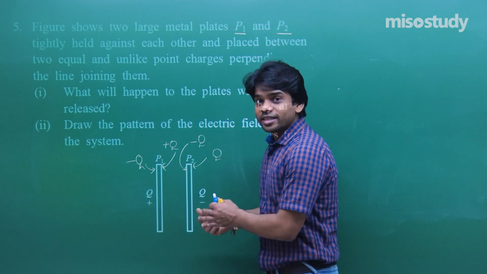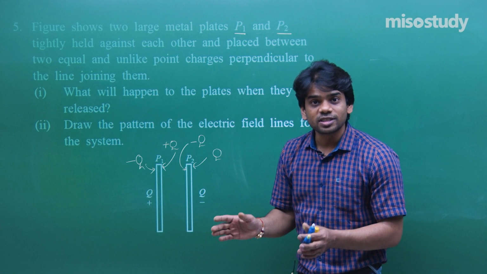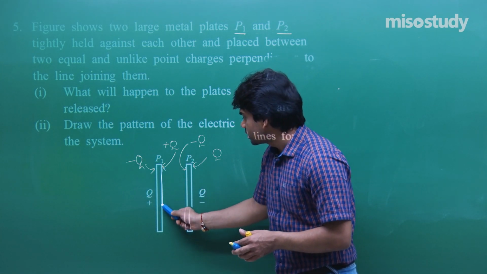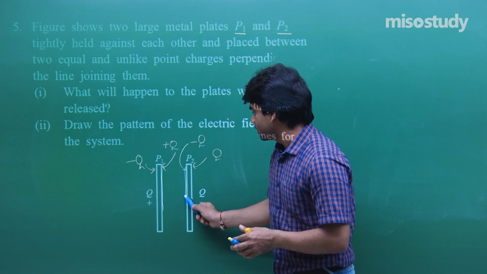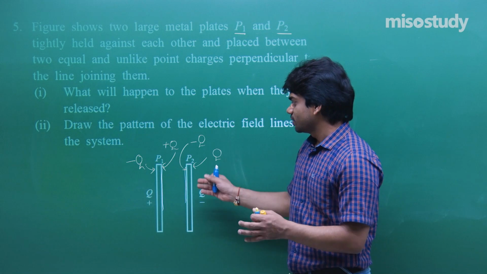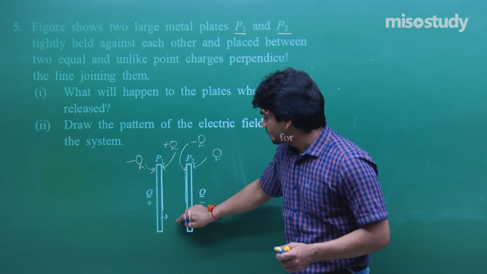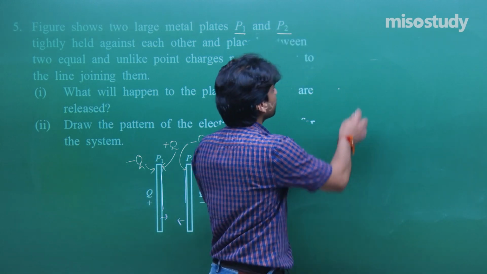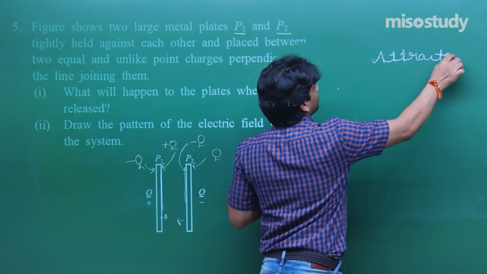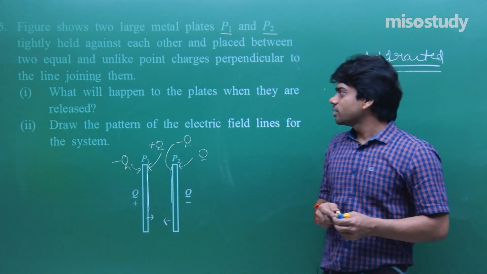Now try to understand the scenario, plus q minus q, equal and opposite charge. We are concerned with, since opposite nature charges are appearing on this part and on this part, these both are going to attract each other. So they are going to be attracted towards each other. First case we got, they will be attracted towards each other, and they are going to come near to each other.